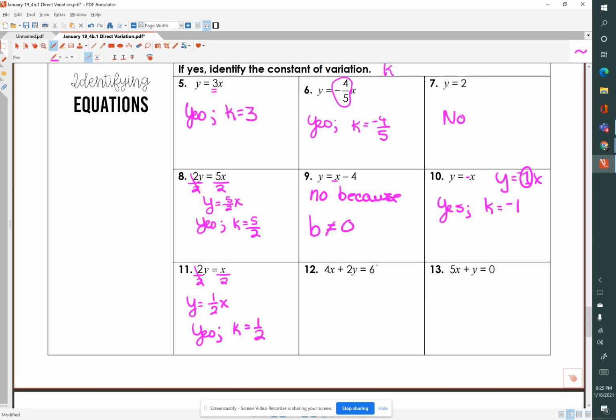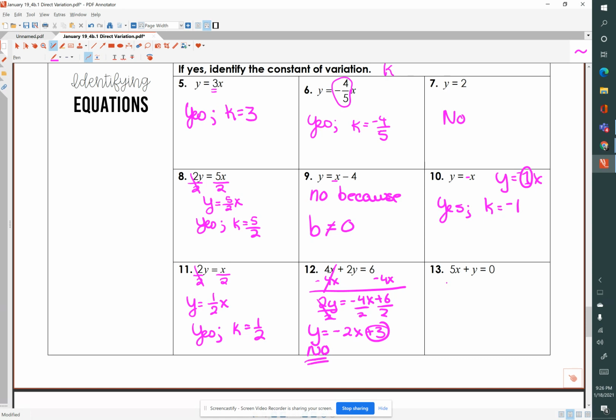And let's solve for y in this equation. First, we'll subtract 4x from both sides. And then we have 2y equals negative 4x plus 6. Then we divide everything by 2, and we end up with y equals negative 4 over 2, which is negative 2x. 6 divided by 2 is 3, and the answer is no because of this b value of 3. So this is not a direct variation.